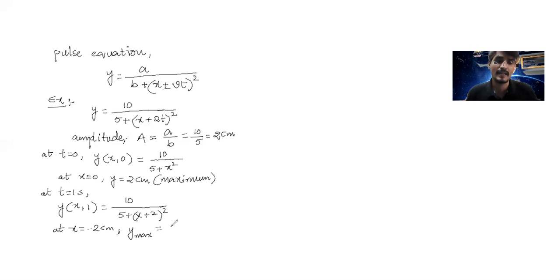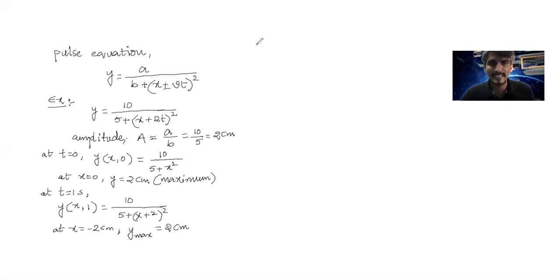Y will be again maximum, that is again 2 centimeters. See, after what distance? After x plus 2t distance. After minus 2 centimeters. Minus 2 centimeters means, is it along the positive x direction or the negative x direction? It is obviously along the negative x direction. Am I right or not?